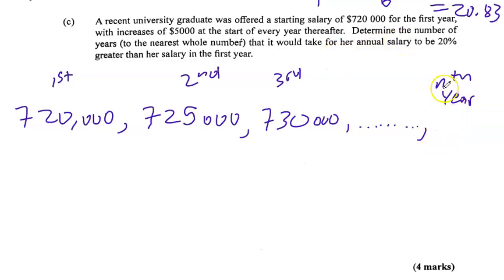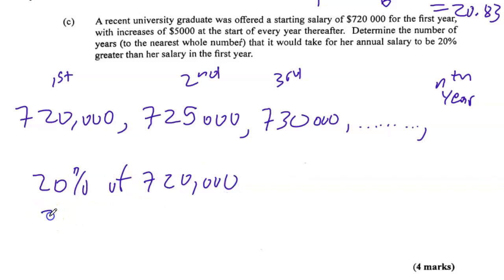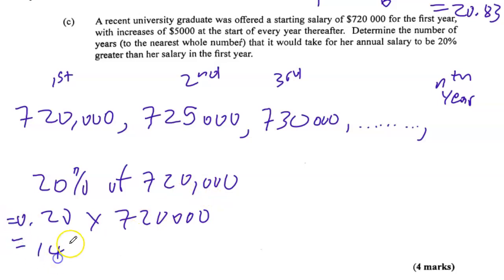So the final salary we want is when it is 20% greater than the first year. Now the first year was 720, and we want 20% of 720. That's 0.2 times 720. Let me go to my calculator. That's $144,000. So this would be 20% of 720.